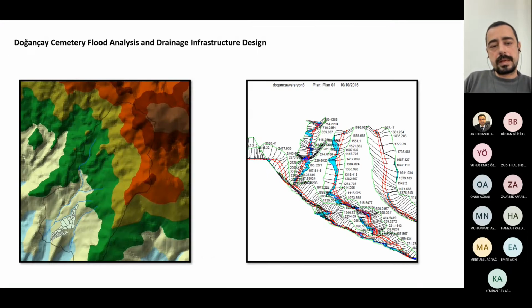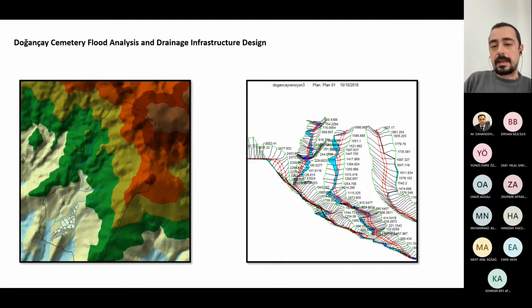The next slide is the Doğançay Cemetery area. At the left side, you are seeing a digital elevation model. At the lower left corner, you are seeing our cemetery area. Basically, the municipality asked us to check if there is a flood problem in this region, and also there is no drainage infrastructure established in the field, so please give us a drainage infrastructure for the area.